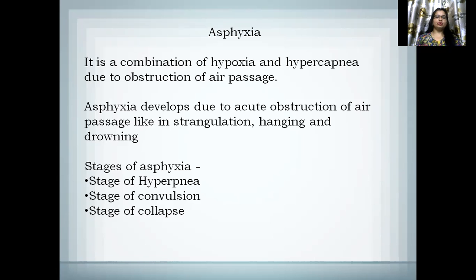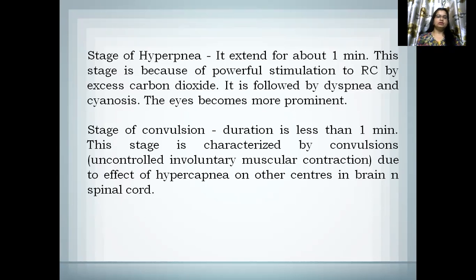Asphyxia develops due to acute obstruction of air passage, like in strangulation, hanging, and drowning. Stages of asphyxia: first, hyperpnea; second, convulsion; and third, collapse. First stage of hyperpnea extends for about 1 minute. This stage is because of powerful stimulation of respiratory center and excess carbon dioxide. It is followed by dyspnea and cyanosis. The eyes become more prominent.